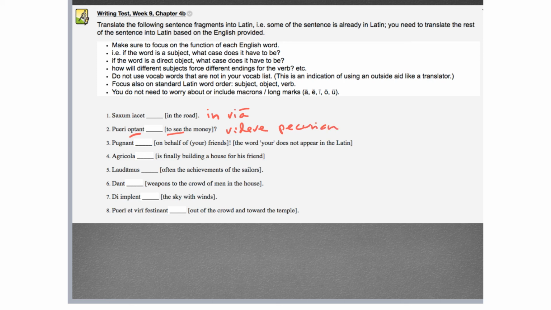All right, so just be careful, right? Don't get into that kind of blind thinking where you don't think things through. You just see to and automatically assume it's going to be ad. In this case, it's an infinitive.